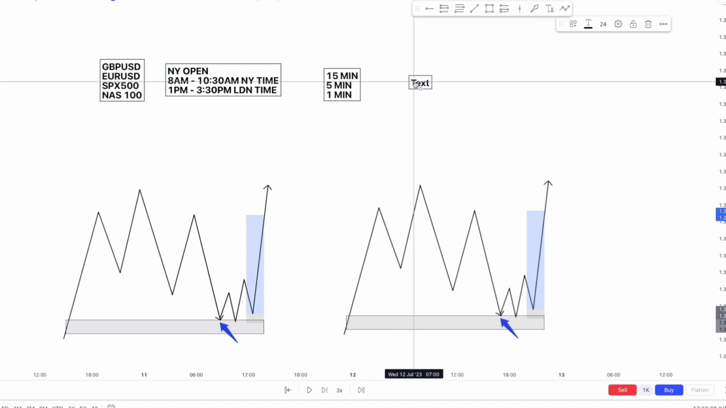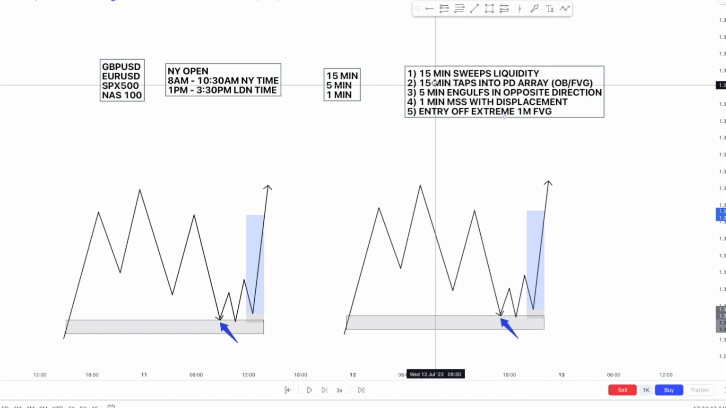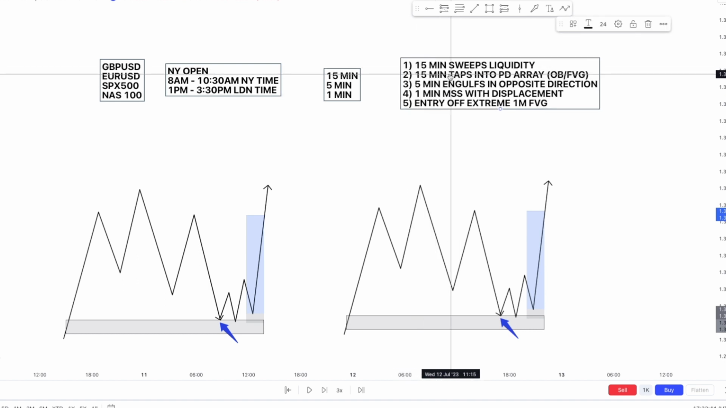However, here are the rules for when you're trading this strategy. The first thing is that you have to check for 15-minute liquidity sweeps. And the second thing you have to do is the 15-minute has to tap into a PD array. This can be an order block or an FVG.